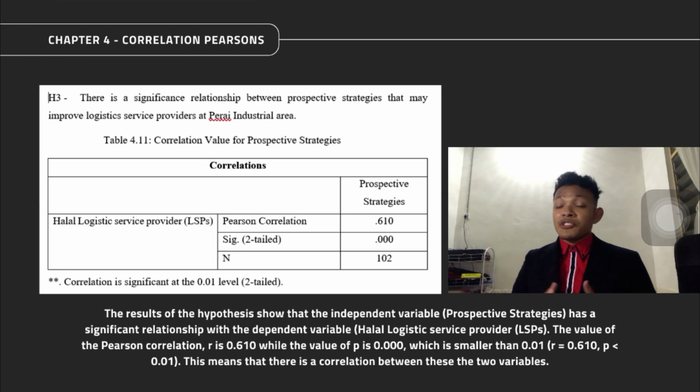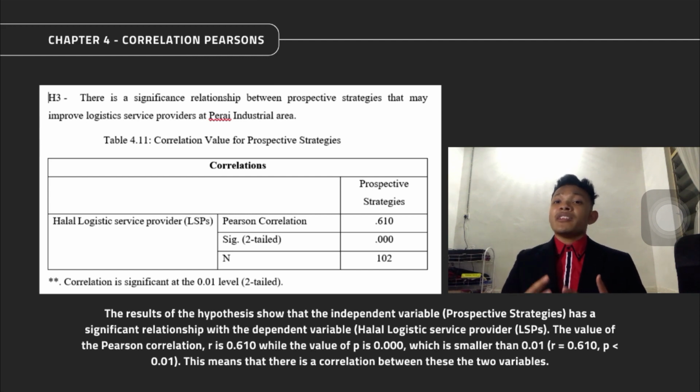Next, for the last hypothesis, H3, the result of the hypothesis shows that the independent variable prospective strategy has a significant relationship with the dependent variable halal logistics service provider. The value of the Pearson correlation R is 0.610, while the value of P is 0.00, which is smaller than 0.01. This means that there is a correlation between these two variables. From this result, we can find that all independent variables have a significant relationship for the hypothesis testing that was conducted.